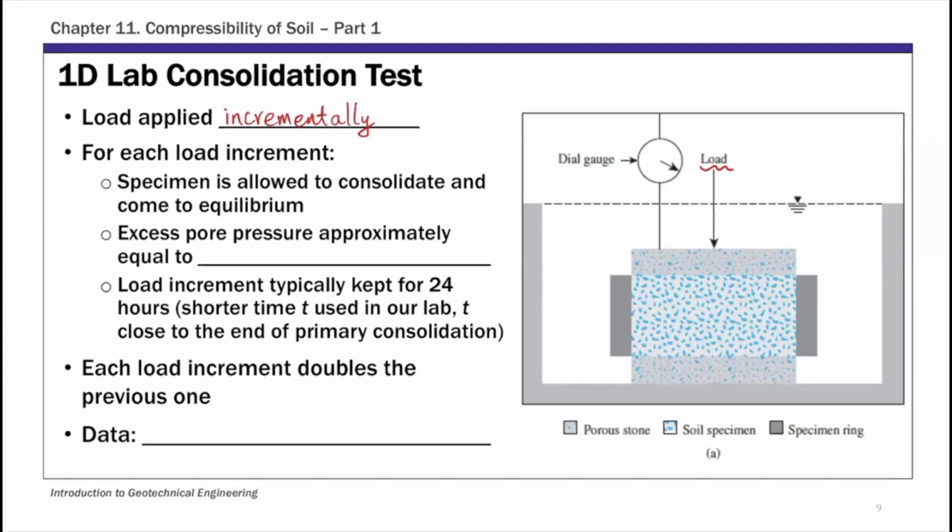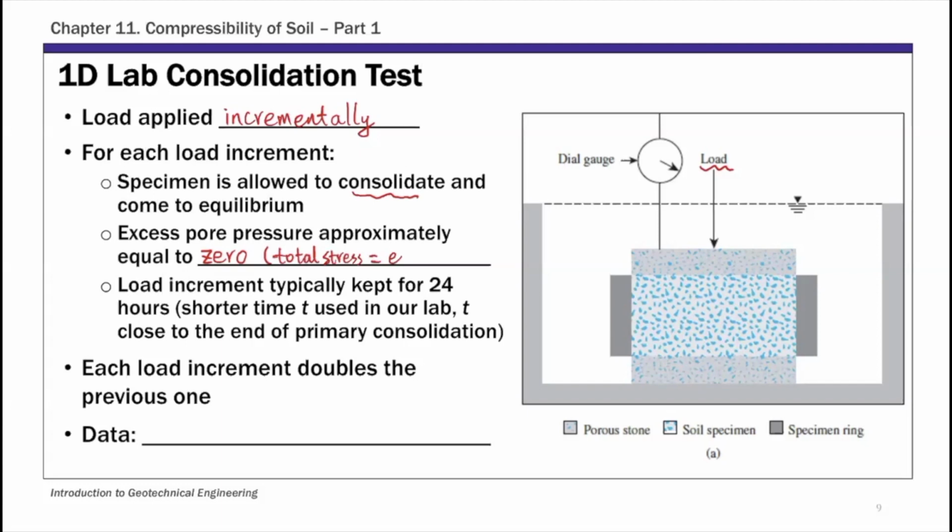In this process, you apply one increment of load, say 500 PSI. And then for this load increment, you allow the specimen to consolidate and come to equilibrium. That means you need to allow sufficient time for that sample to reach equilibrium, and you also allow the excess pore pressure to dissipate. The excess pore pressure is approximately equal to 0 when that equilibrium state is reached. And this means your total stress is the same as your effective stress.